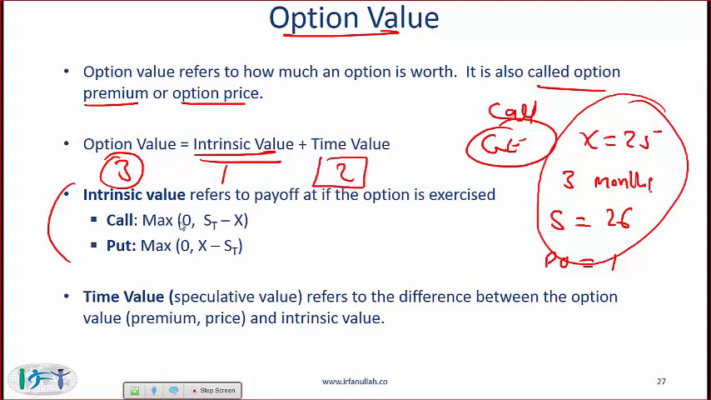And I've already pointed this out, but just to reinforce, intrinsic value refers to the payoff if the option is exercised. So the relationships here are the same relationships that we just saw earlier in the payoff diagrams. And then the time value, which is also called speculative value, because here we are speculating that the stock will go up and you will gain by holding on to the call option, refers to the difference between the option value and intrinsic value. And based on these simple numbers, hopefully you have understood and remembered the concept.